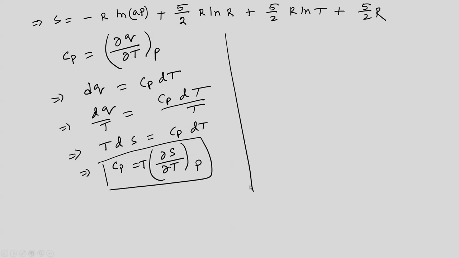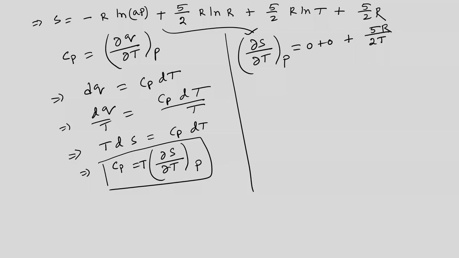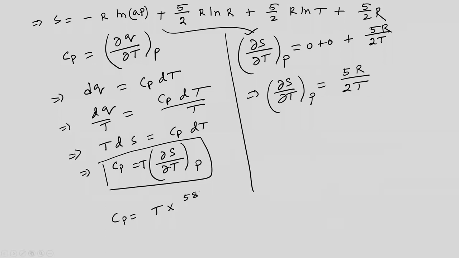Now, we have the value of S. So, what do we need to do now? We need to differentiate S with respect to temperature keeping pressure constant. The first term gives 0, the second term also gives 0, and the third term gives us 5R by 2T. So, del S by del T at constant pressure is 5R by 2T. So, Cp is T times 5R by 2T. So, this gives us Cp is 5 by 2 R.